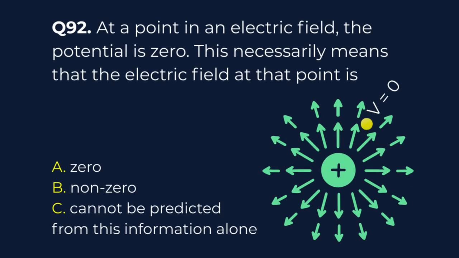Question 92. At a point in an electric field, the potential is zero. This necessarily means that the electric field at that point is: a) zero, b) non-zero, c) cannot be predicted from this information alone.